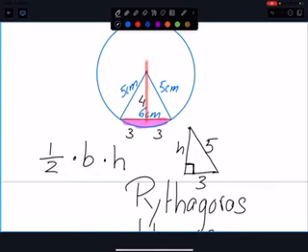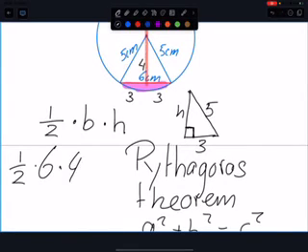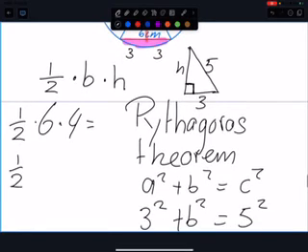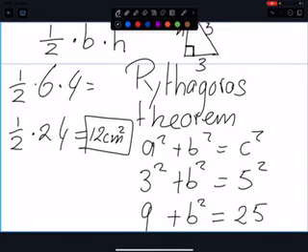equals 4. Then I go back to my original formula. Half times base times height. A half times the base, which is 6, multiplied by the height, which equals 4. You have a half multiplied by 24, and your answer is 12, not 12, but 12 squared centimeters.